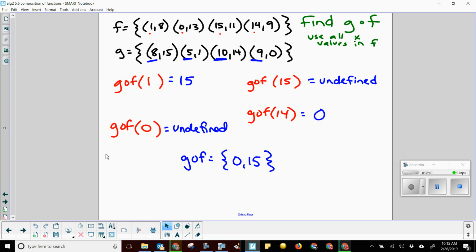On this one, we have a couple that we are going to get undefined. Now we start with f. G of f, f is my inside function. 1 spits out 8, 8 spits out 15. 0 spits out 13, 13 doesn't show up, so that is undefined. 15 spits out 11, 11 doesn't show, undefined. 14 spits out 9, 9 spits out 0.